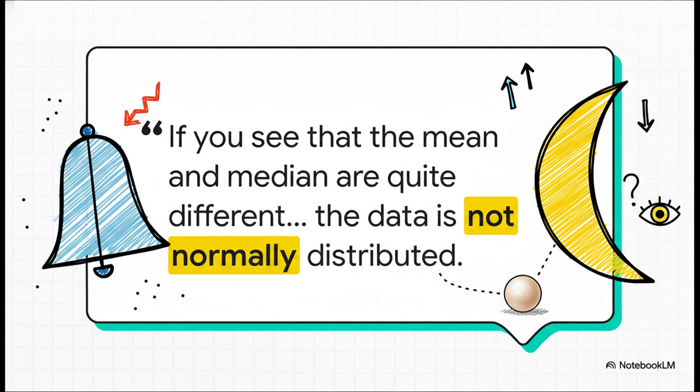Which brings us to a really handy rule of thumb. If you just calculate your data's mean and its median, and you see that those two numbers are pretty far apart from each other, well, that's a huge red flag. It's one of the quickest, simplest clues you can get that your data is skewed one way or the other and isn't following that nice, symmetrical bell shape.